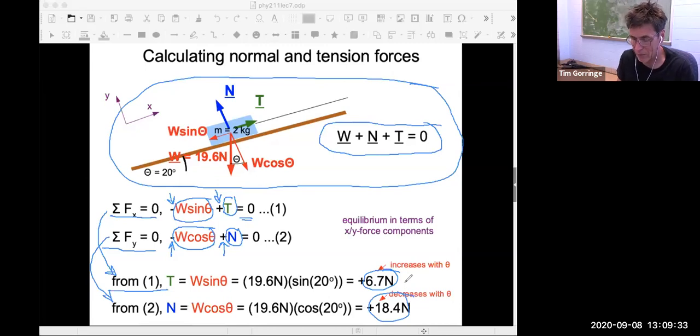But beneath that at rest and staying at rest is really this subtle cancellation of 3 forces working together, or at least tension and normal force working together to counteract the gravitational force. And by taking on these very precise values, tension 6.7 newtons, normal force 18.4 newtons, they perfectly cancel out the downwards 19.6 Newton force of gravity. And that's the equilibrium that's going on here.